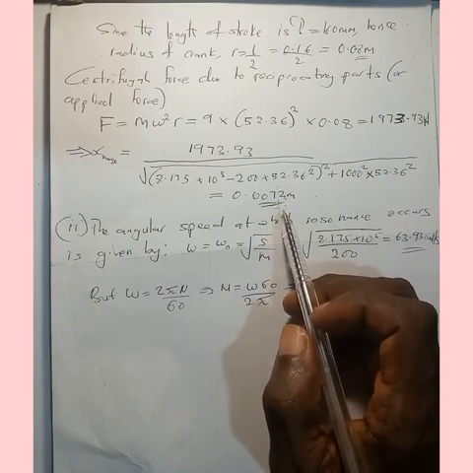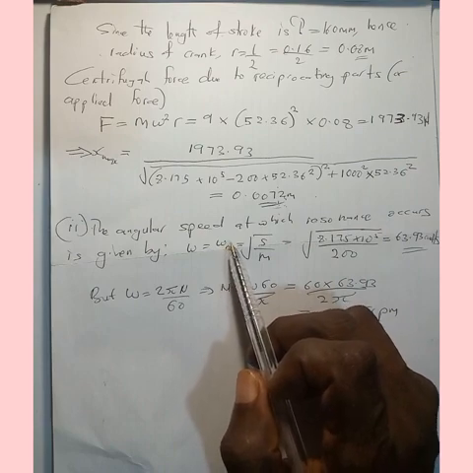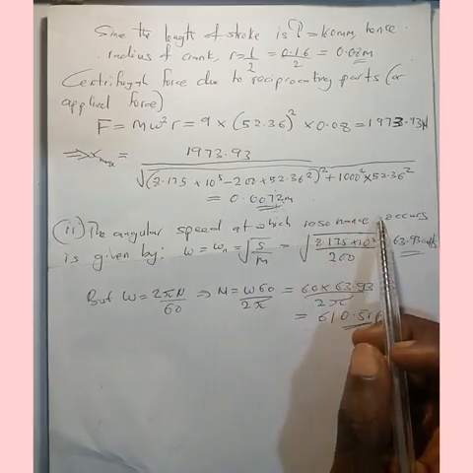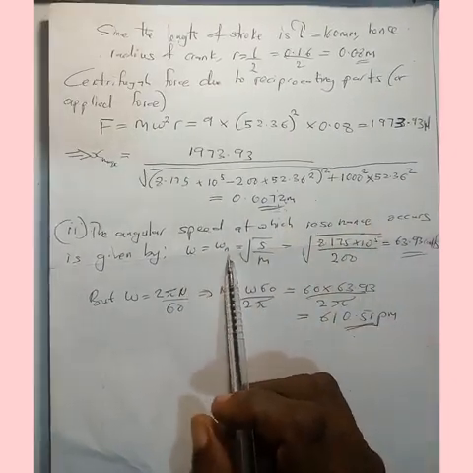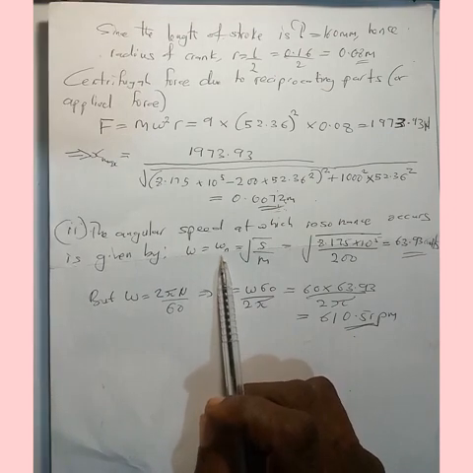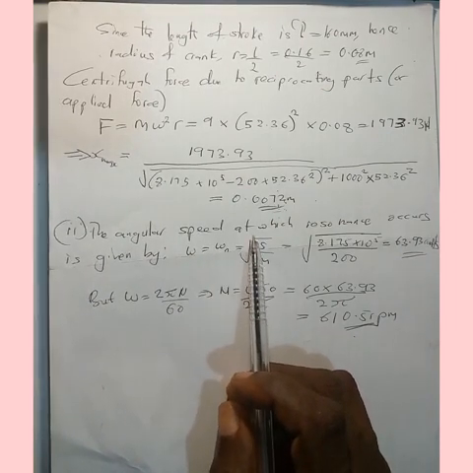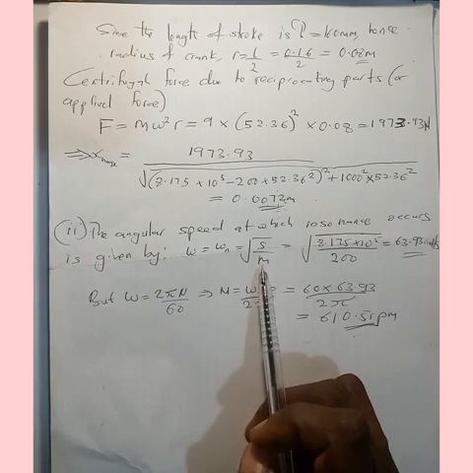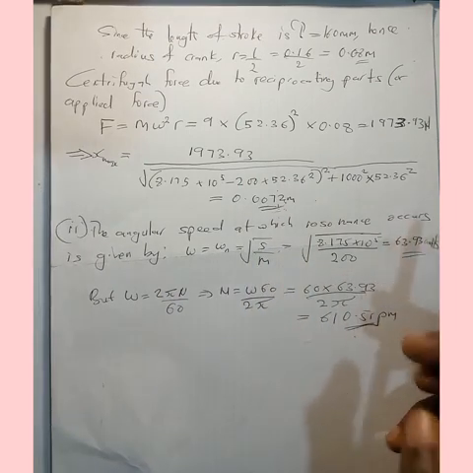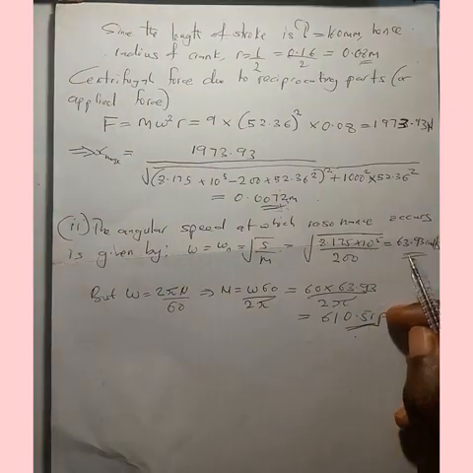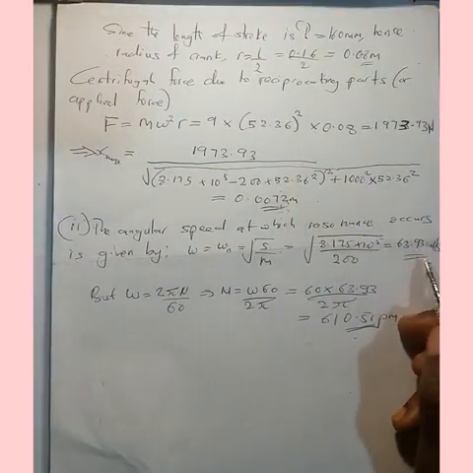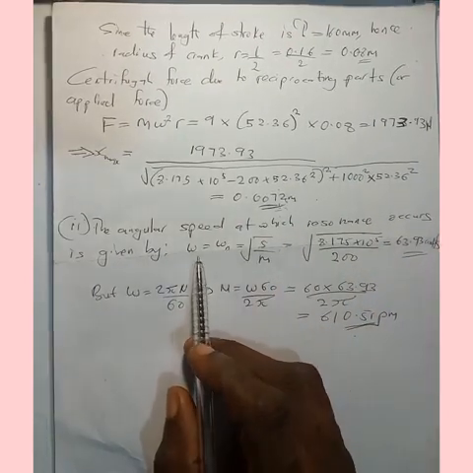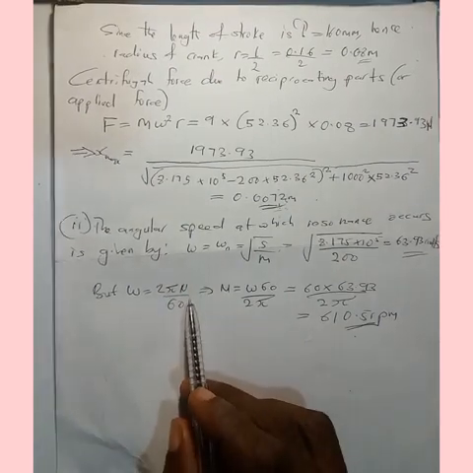The second question says we're supposed to find the speed of the driving shaft at which resonance occurs. For us to have resonance, omega will be equal to omega n. So what is our omega n? Omega n is given by square root of s over m, and we know s, we also know m. That implies that our omega n is 63.93 rad per second.